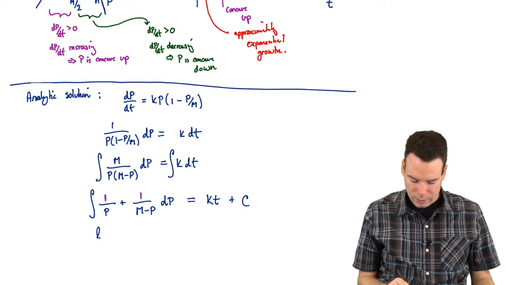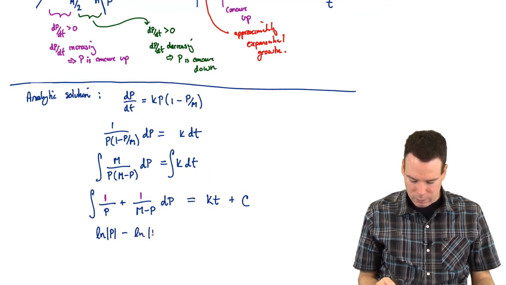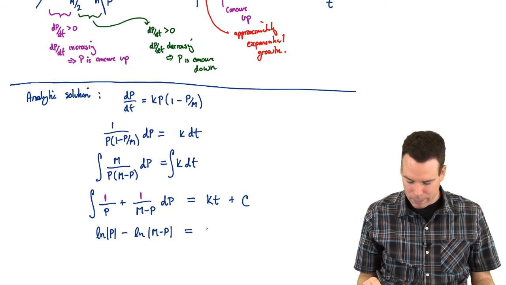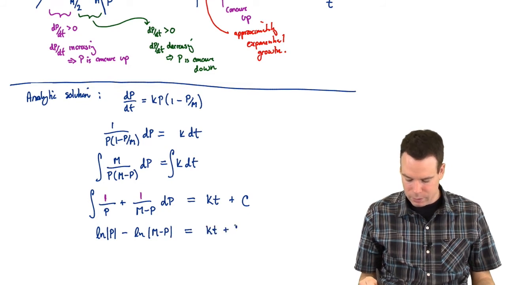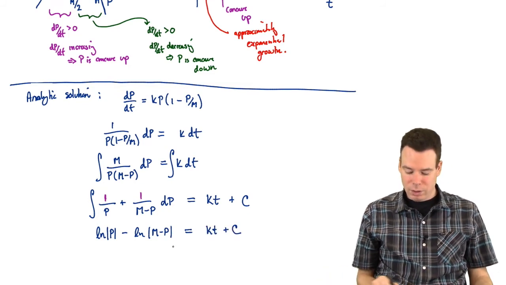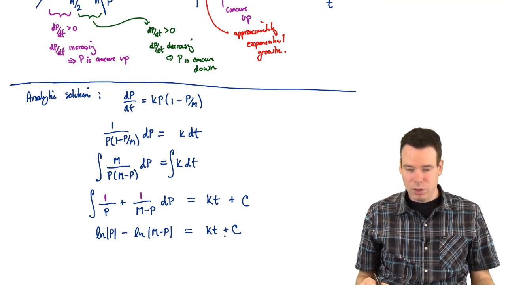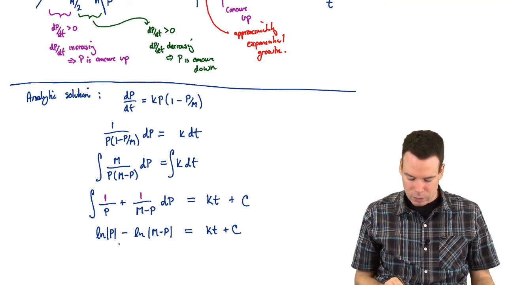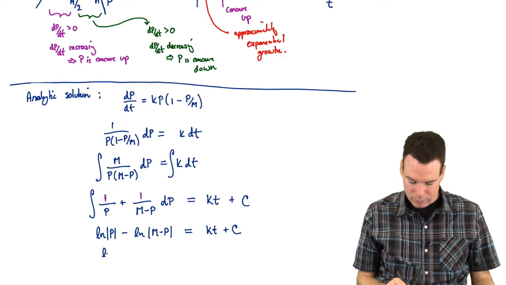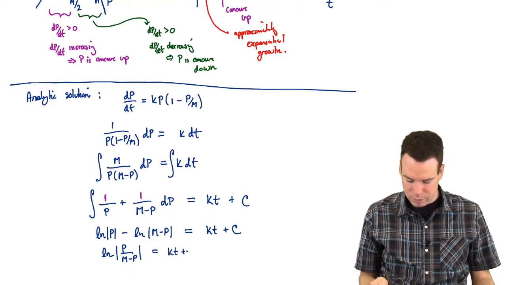So now I can anti-differentiate. This becomes ln absolute value p, and then minus ln of m minus p is equal to kt plus c. So there's our solution. It would be nice to have this represented just in terms of p alone. So what we can do here is, using properties of logarithms, this is ln of p over m minus p is equal to kt plus c.